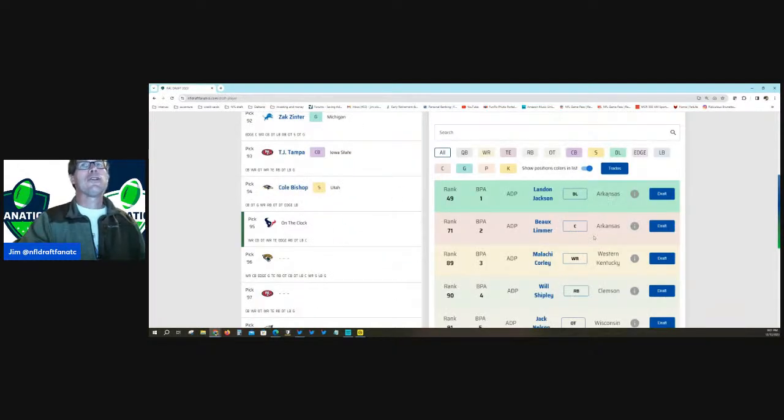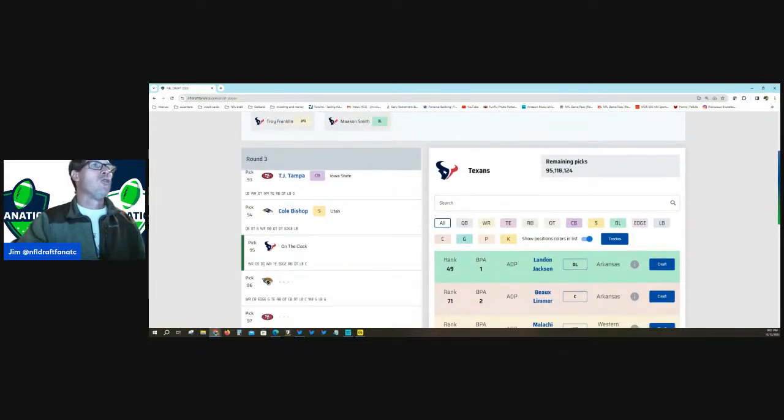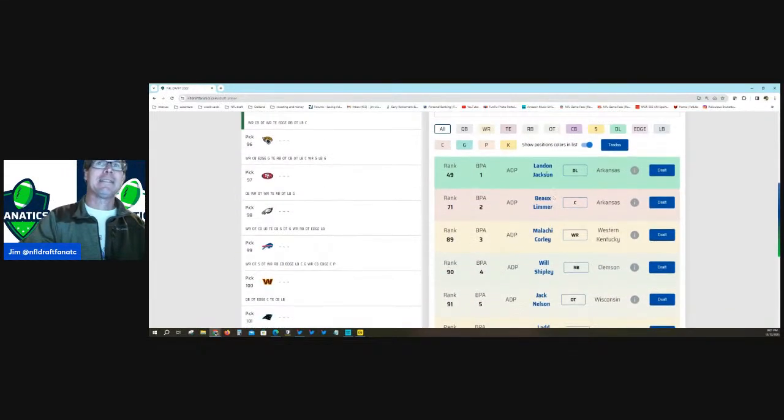Okay, so now we're at the third round. In this case, we've done wide receiver, defensive line. We probably would need to do DB, tight end, or edge. So some people have Landon Jackson as an edge, so I could pick him. He's sitting at the top of the board.